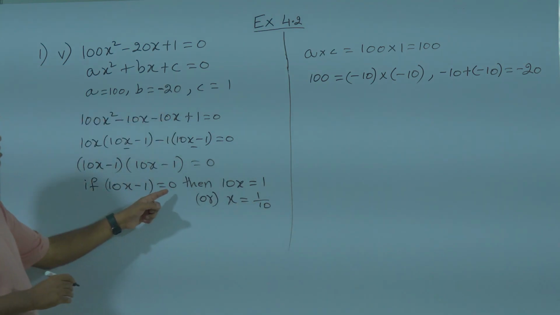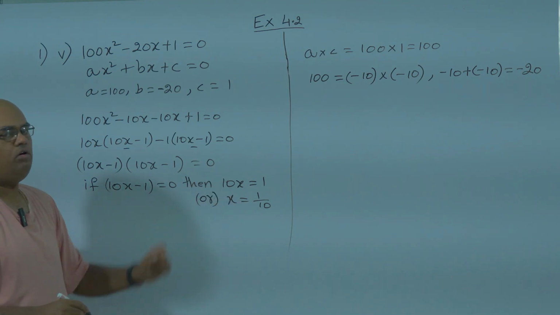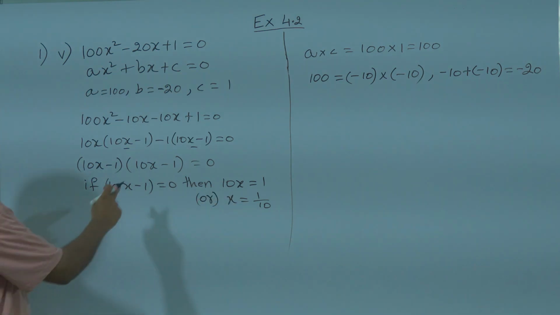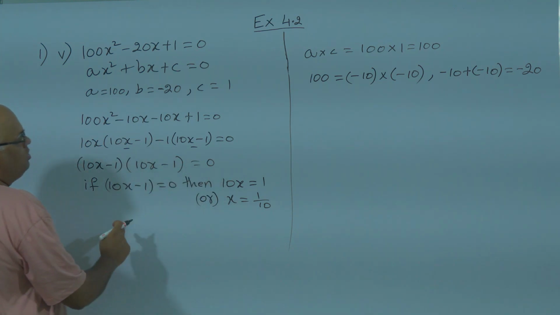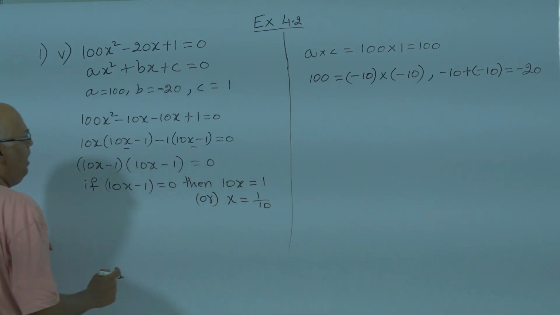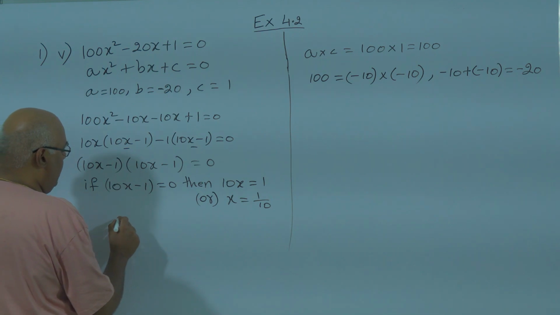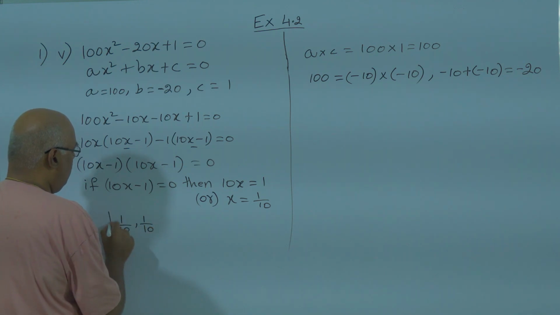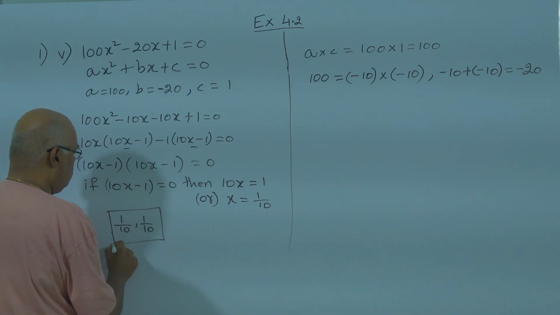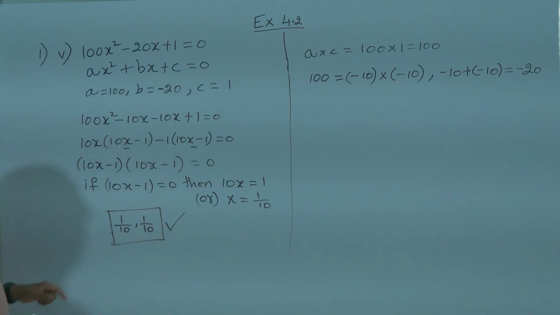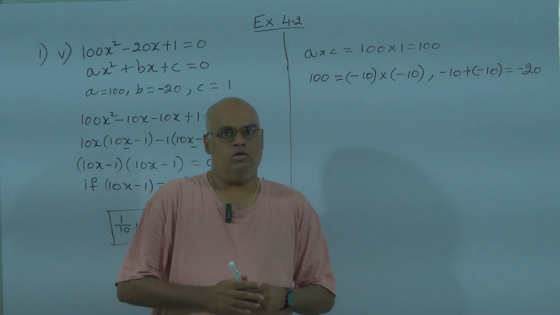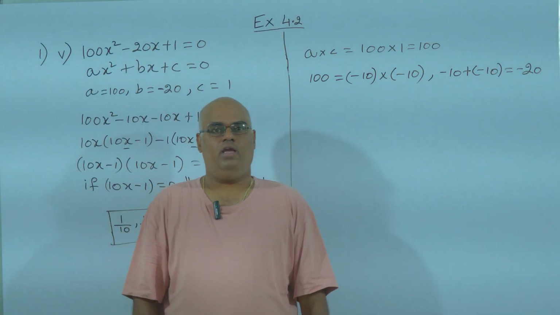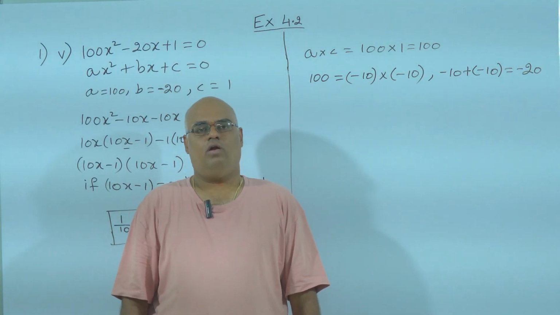So if 10x minus 1 is equal to 0, then we get x is equal to 1 by 10. In the same way, if I take the other 10x minus 1 is equal to 0, then also I will get x is equal to 1 by 10. Therefore, x can take values 1 by 10, comma 1 by 10. So these are the two roots of the given quadratic equation. This is our required answer. So this is the way of factorizing a quadratic equation and finding the roots of the quadratic equation.